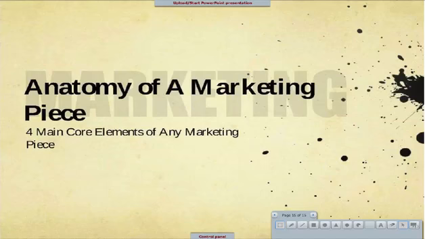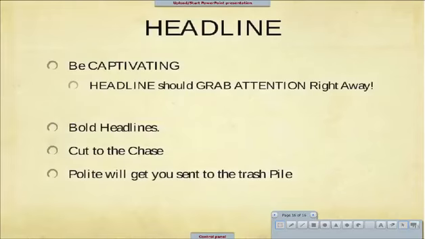All right, guys. So the first thing is the headline. This is the first thing that they see. This should be captivating. It should immediately grab the attention of your prospect right away. It should be a bold headline. You want to cut right to the chase. And I'll tell you, if you know me personally, then you know I'm a very polite guy.